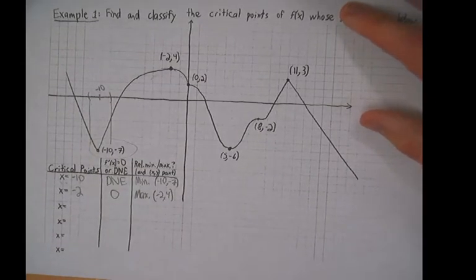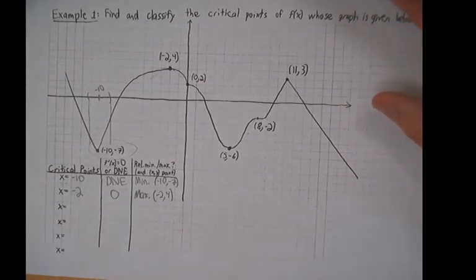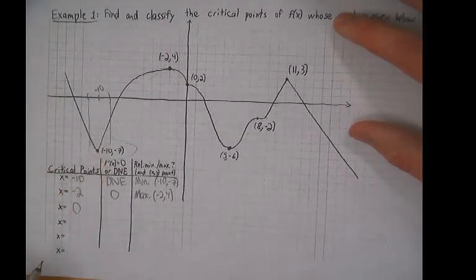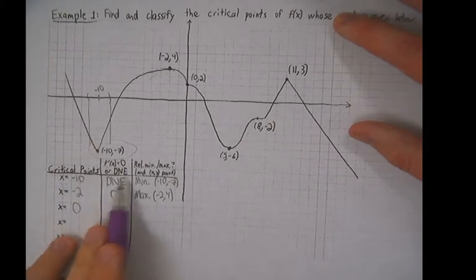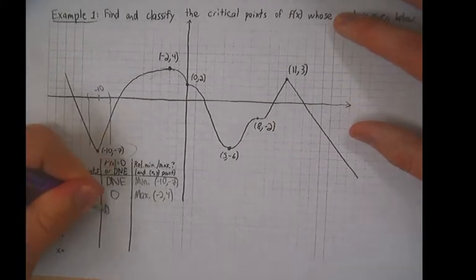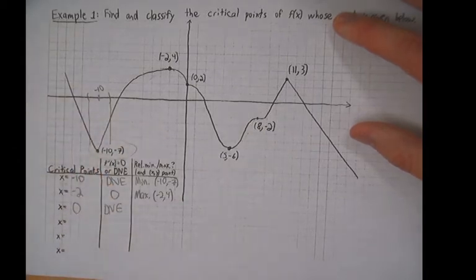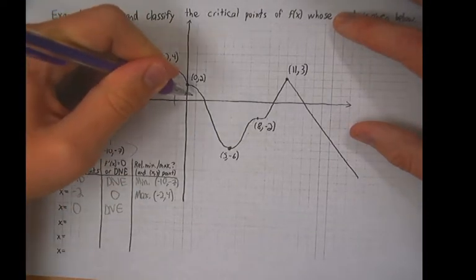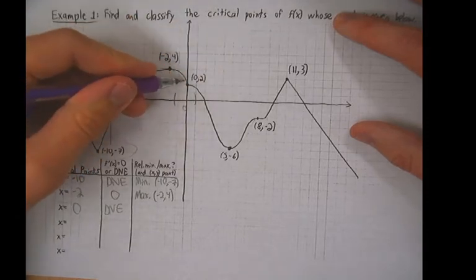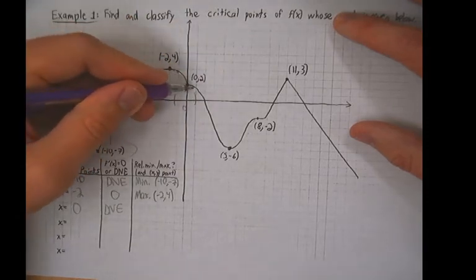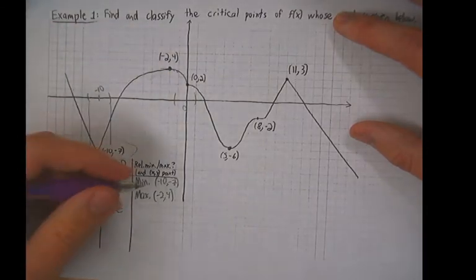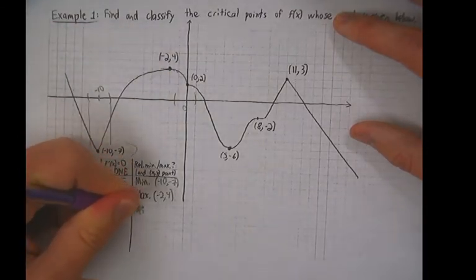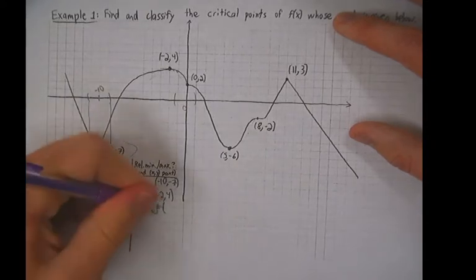Then someone else, what will be the next point after that? 0. Good. And would the derivative equal 0 or not exist? Not exist. Good. And relative min, max, or neither? Neither, right? Because if we take any open interval around 0, it's not the highest point, nor is it the lowest point. So it can't be either. So neither at 0, 2.